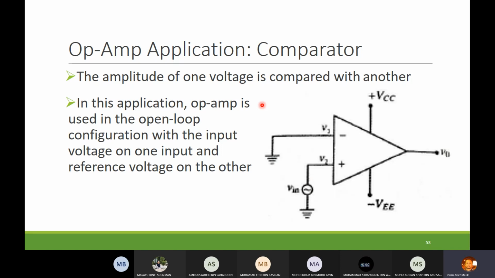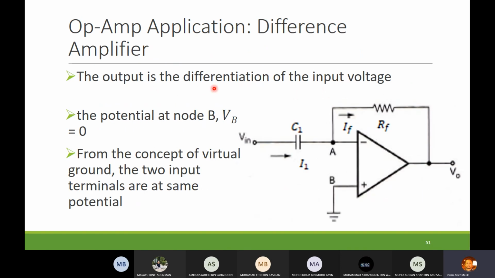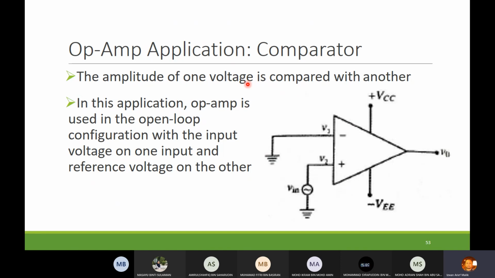Next one, application of op-amp as comparator, where the amplitude of one voltage is compared with another. So tadi kita compare apa? Kita compare dia punya differentiation of the input voltage. Now kita compare dia punya voltage punya amplitude. So in this application, op-amp is used in the open loop configuration with the input voltage on one input and reference voltage on the other. Okay, so satu input voltage, satu reference voltage, V2 dengan V3.